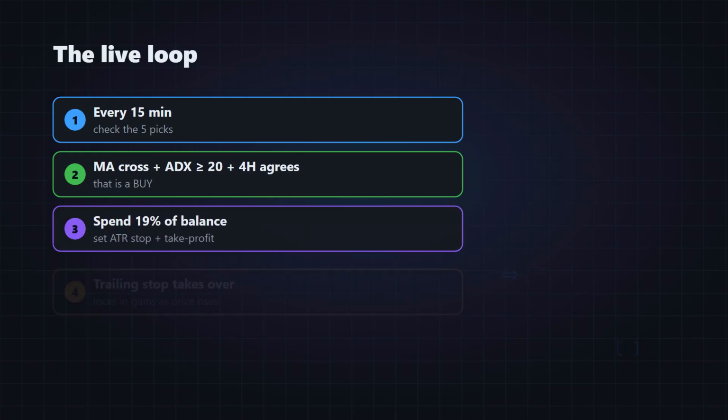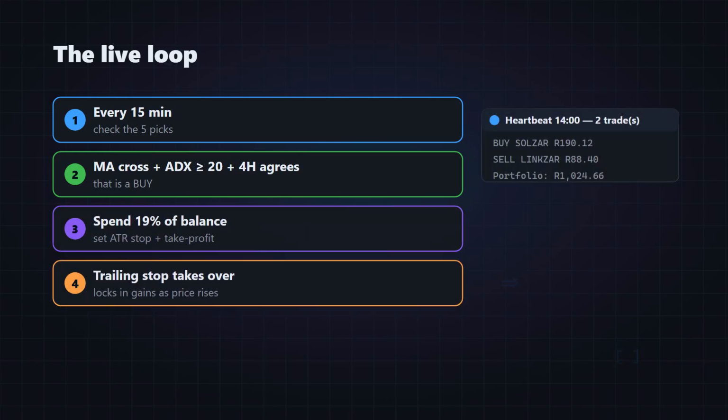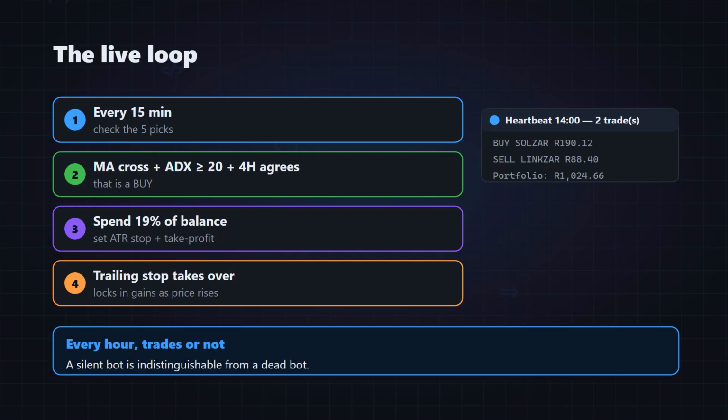Then every 15 minutes it checks those 5 picks. If the fast-moving average crosses the slow one, and ADX is at least 20, and the 4-hour chart agrees, that is a buy. It spends 19% of the available balance, sets the ATR stop, and sets a take-profit target. The trailing stop takes over from there. And every single hour, whether anything happened or not, it emails me a heartbeat. Trades if there were any, and the portfolio value either way. A silent bot is indistinguishable from a dead bot.